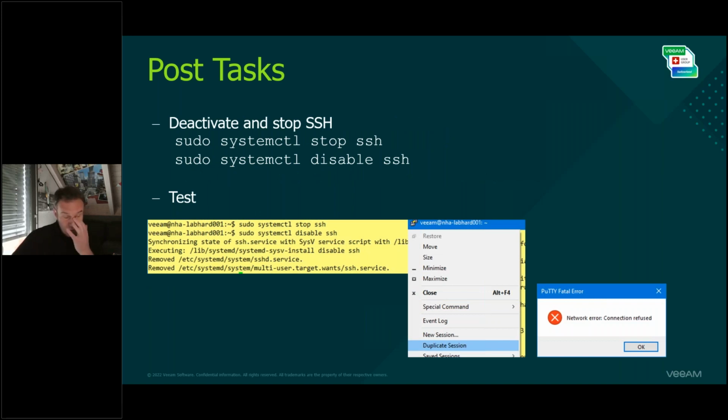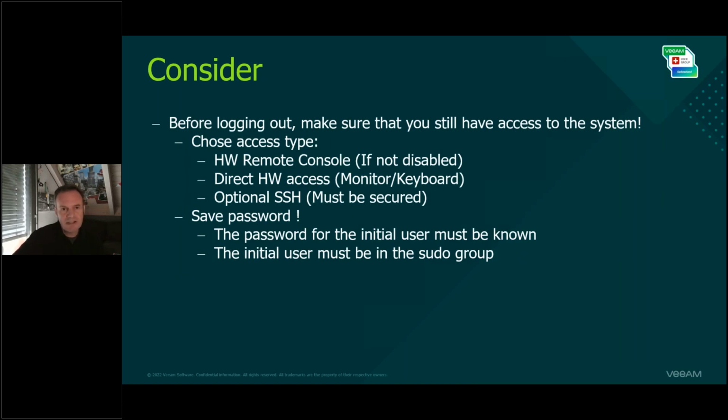Afterwards, what you can do is deactivate SSH if you want. There are other options as well. I'll come to that, but it's quite simple. Before you do that, make sure that you still have access afterwards using a hardware console or direct hardware access with monitor and keyboard. Remember that admin user we used for the installation, this one still has access and is in the sudo group. Direct hardware access is probably the way to go, because nobody can enter your data center except you.